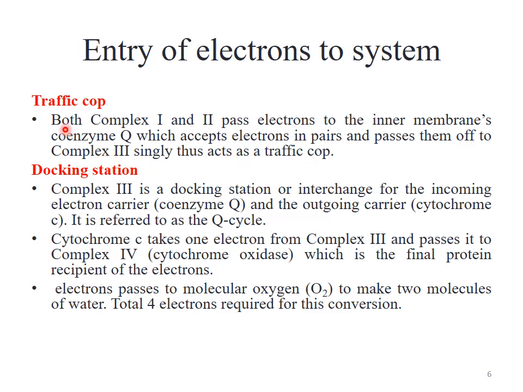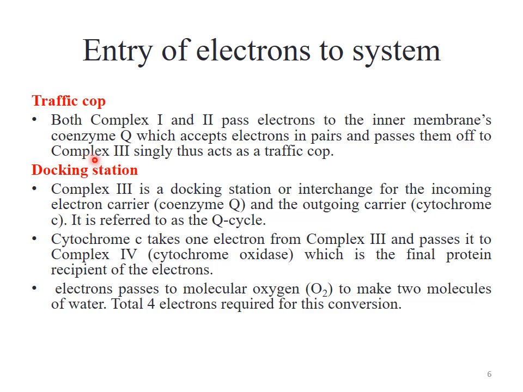So electron transfer starts from complex 1, and the final destination is complex 3, and the whole passage covered by the electron is regulated by coenzyme Q. So it is called the traffic cop.